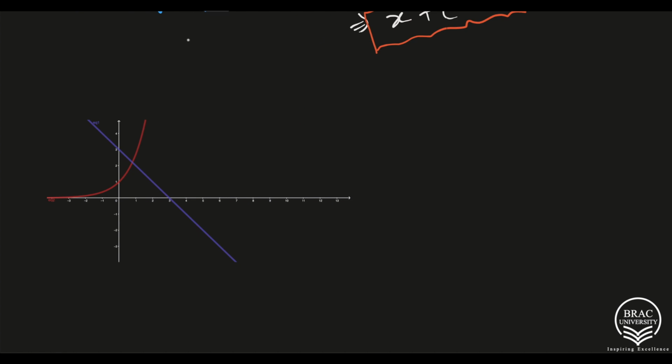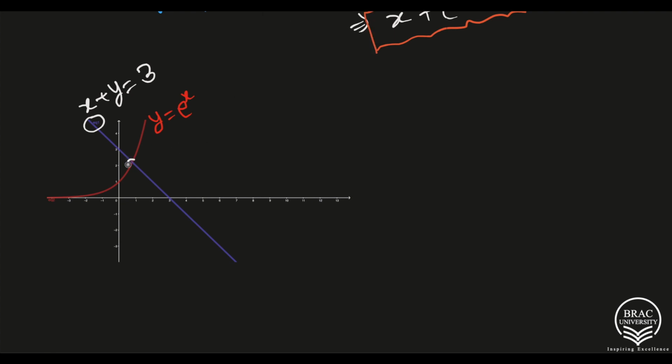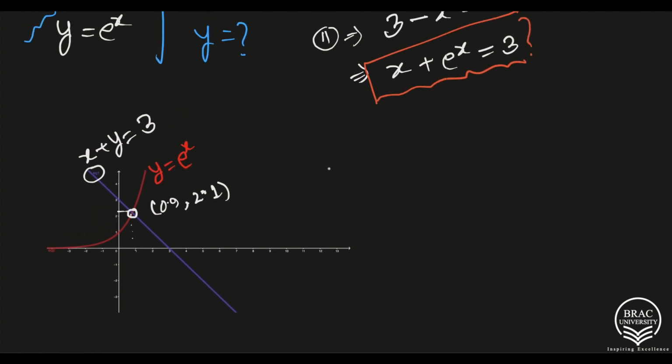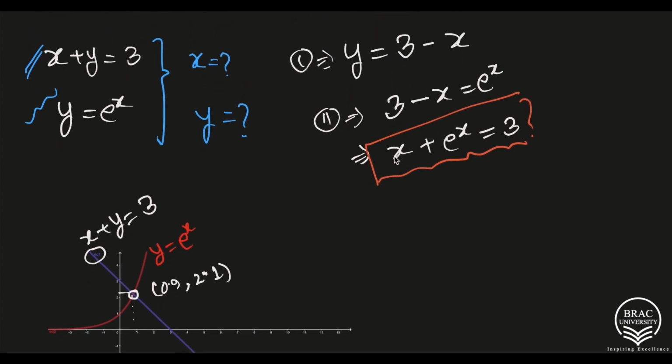Again, this line represents the first equation, x plus y equals 3, and this line represents the second equation, y equals e to the power x. So what do we mean by solving these equations? It means that we have to find this point, and from the graph we can see that it's approximately 0.9 comma 2.1 or something like that, but we don't know the exact solution. If we want to find the exact solution, that's very hard, right? Because this equation cannot be solved using some algorithm that we already know.